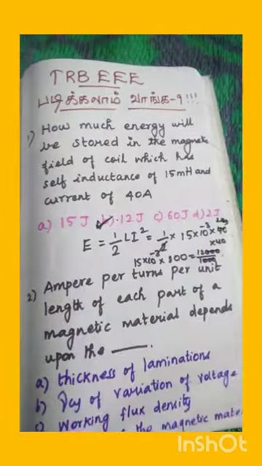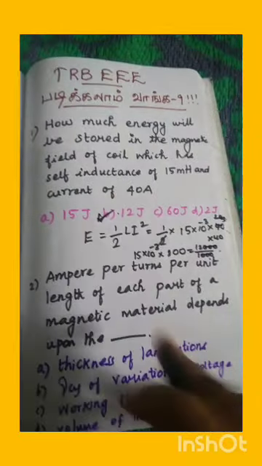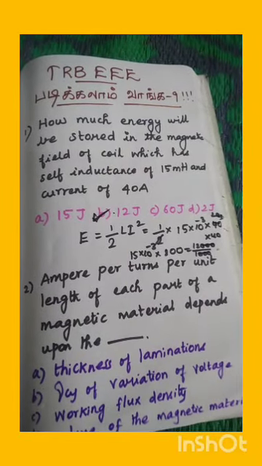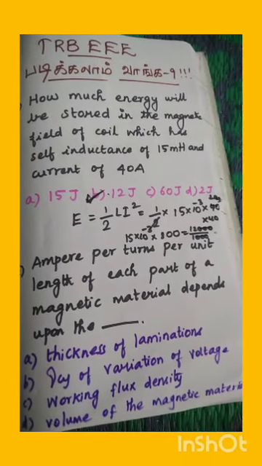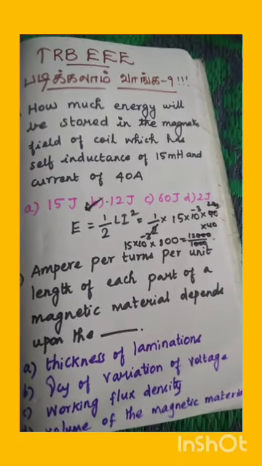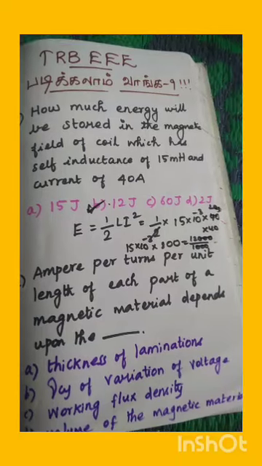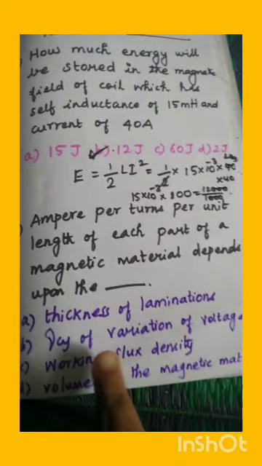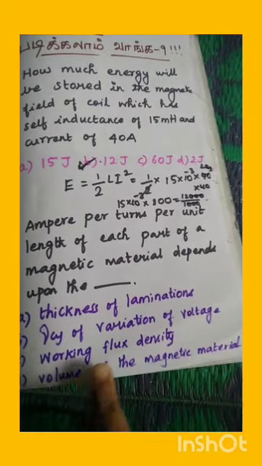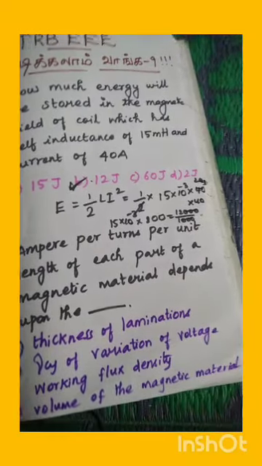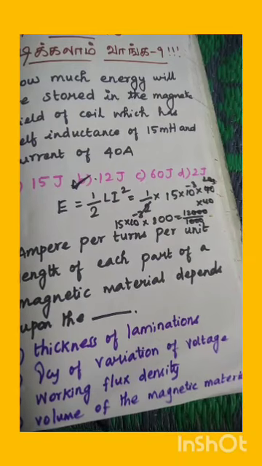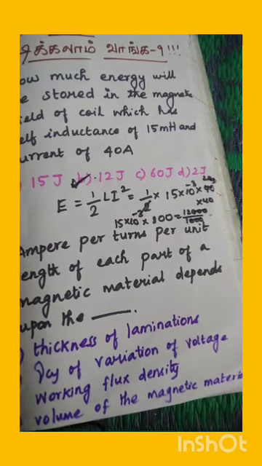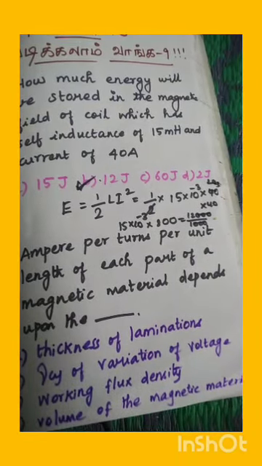Am I right? And the next question is, ampere turns per unit length of each part of a magnetic material depends upon the dash. We have 4 different options: thickness of the laminations, frequency of variation of voltage, working flux density, volume of the magnetic material. So magnetic field strength is otherwise called as what? Ampere turns per unit length.